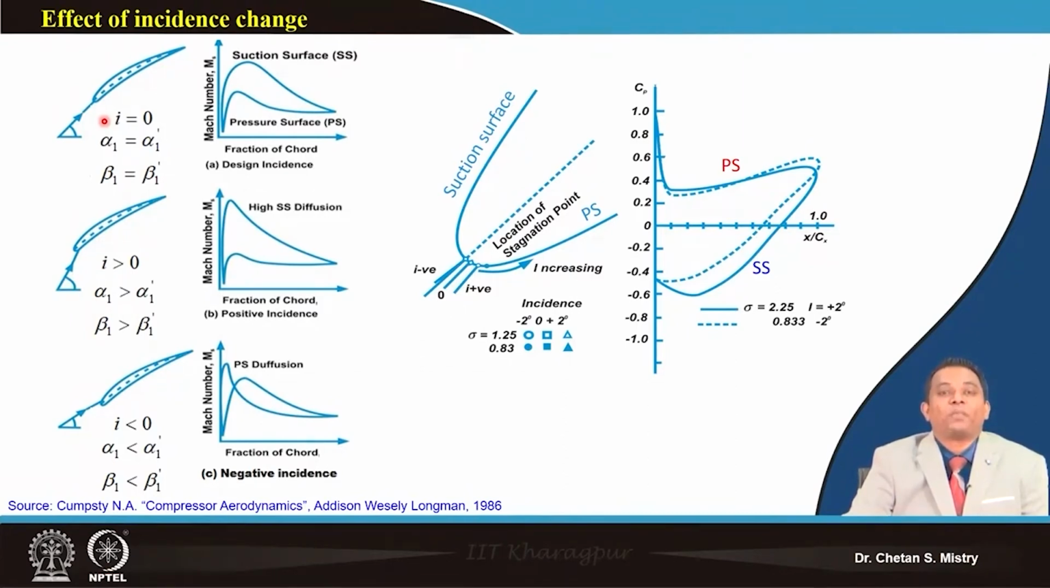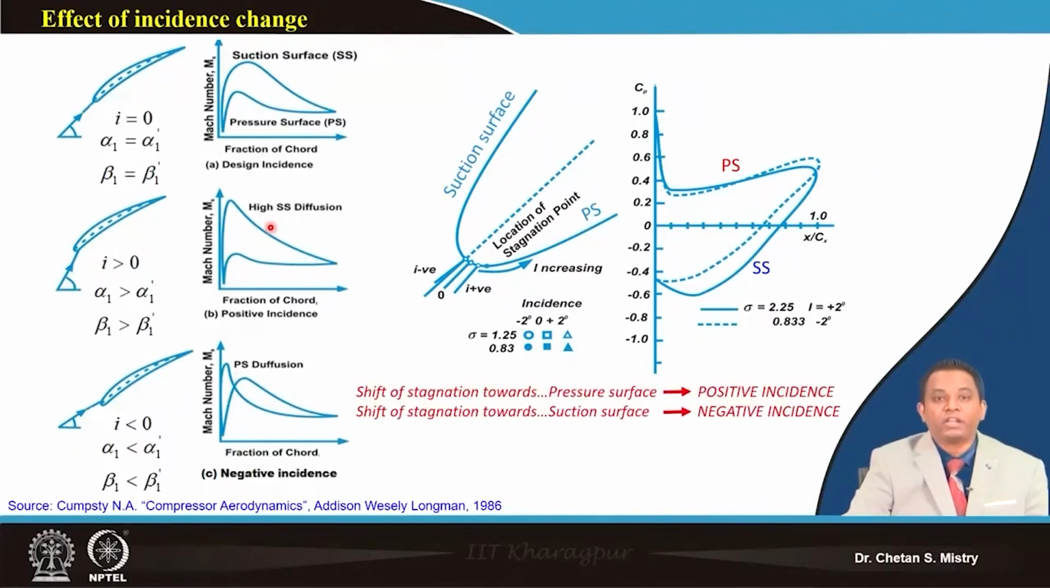We were also discussing the negative incidence angle, and these three represent how my surface Mach number changes along my chord. If we correlate this in terms of CP, we can say that with positive incidence angle, my Mach number distribution gives me higher pressure rise or higher CP distribution.